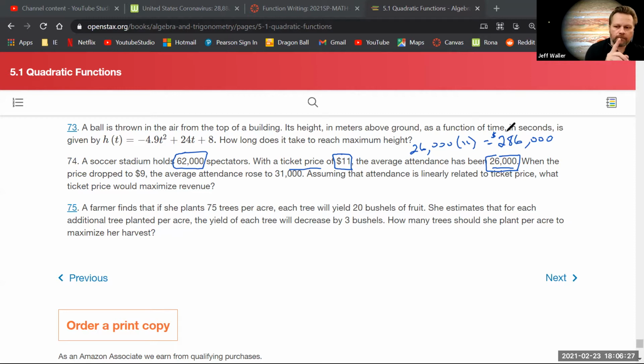All right, now, is that cool by itself? Obviously, to get the revenue, I take whatever the attendance is times whatever the cost of the tickets is. That just makes sense, correct? Now watch this. When the price drops to $9, the attendance rose to 31,000 people. Now watch what this means. This is cool.